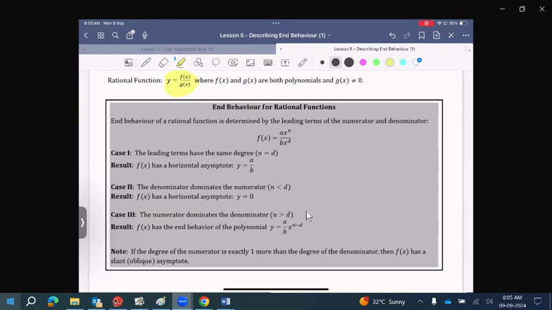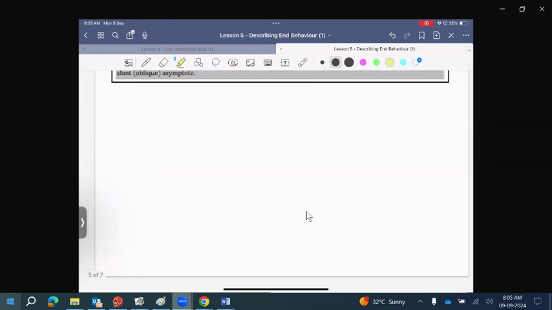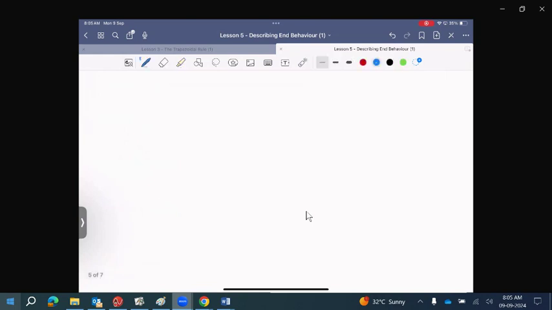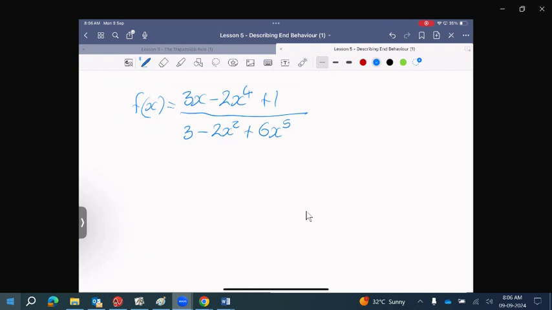Let me explain this idea. If you get a rational function, let's say f of x equals 3x minus 2x to the power of 4 plus 1, all over 3 minus 2x squared plus 6x to the power of 5. Let's say we take this one.